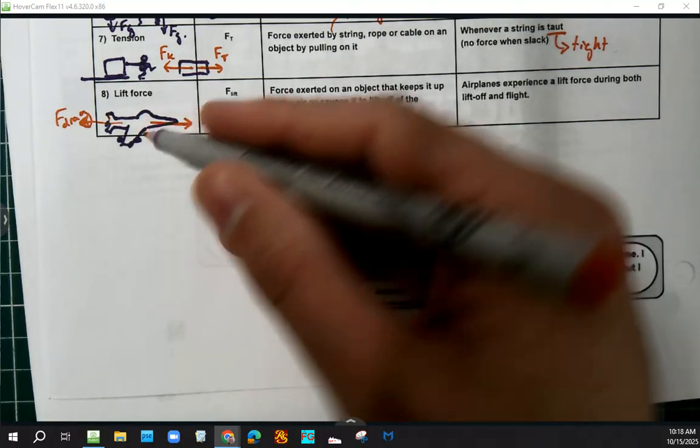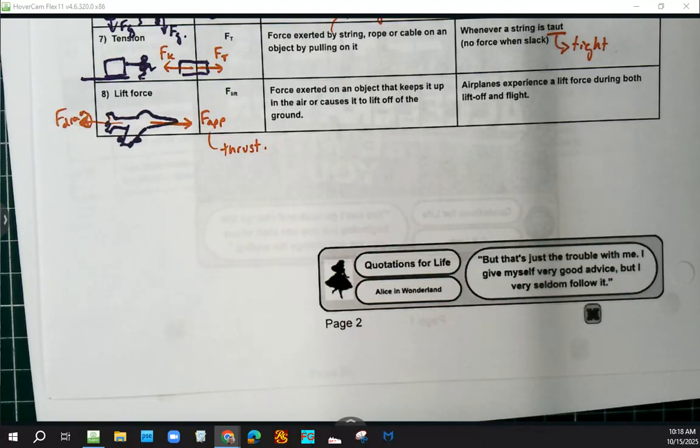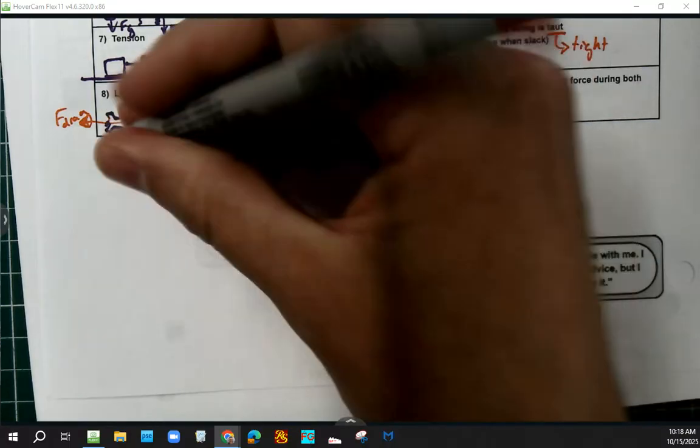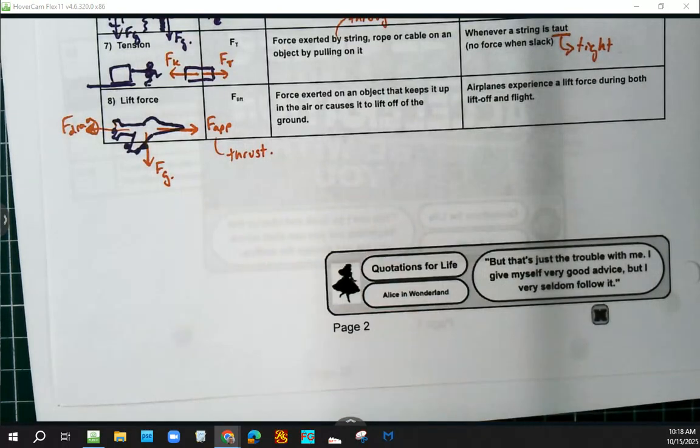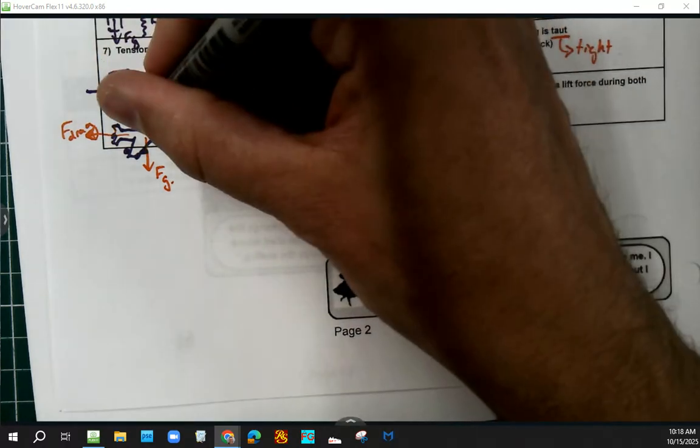What about in the vertical? Yeah. Gravity, yeah, we shouldn't forget gravity. And here I am on item number 8 in my checklist. What do you think the upwards force is called? Lift, yeah.